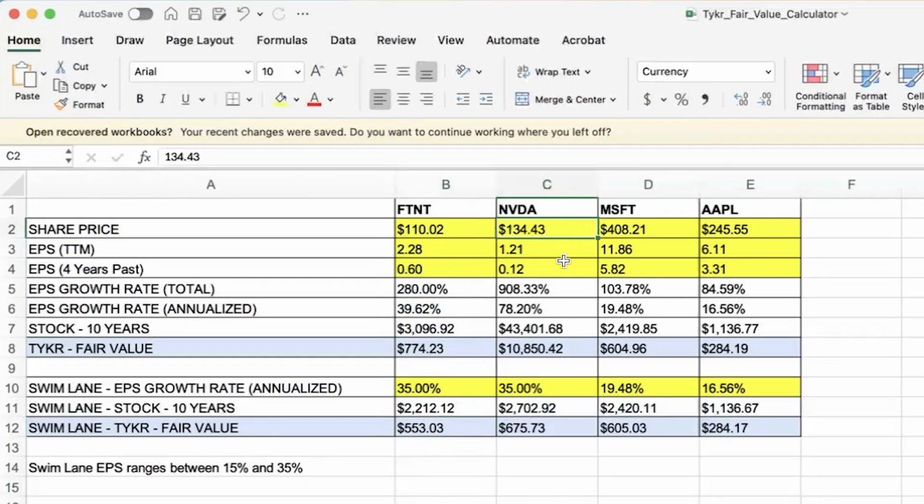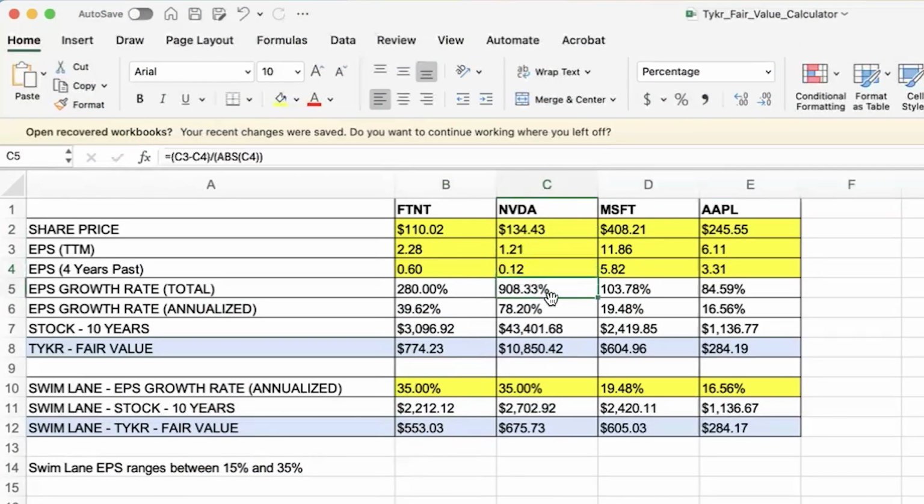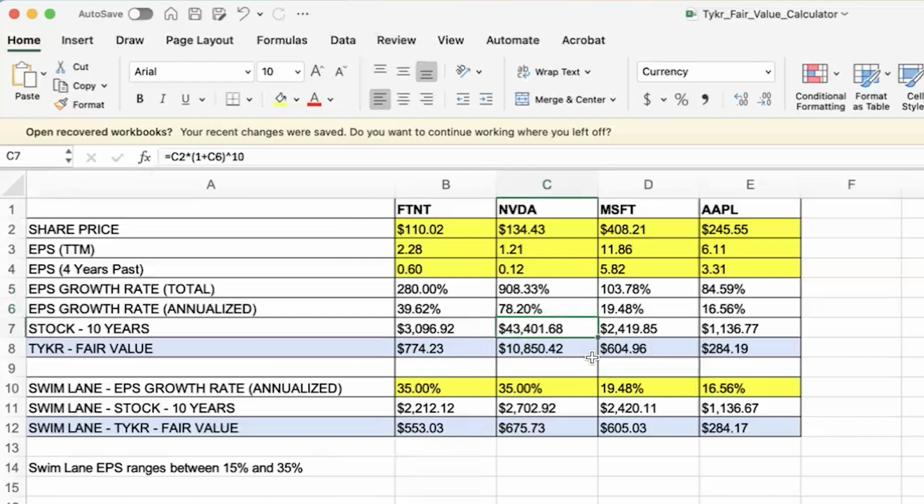NVIDIA, again, share price is not current today, but you've got 134. Trailing 12-month EPS, 121, and the EPS 4 years ago is up 0.12, 12 cents. All right, then we get to the numbers here, 908 total return. We got to annualize that over 4 years, so it's 78.2. And again, all the math is here for you. Share price in 10 years, $43,000.